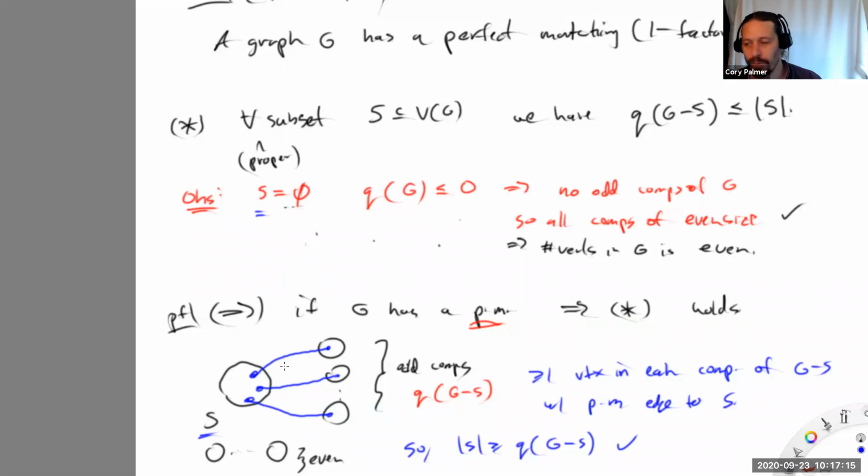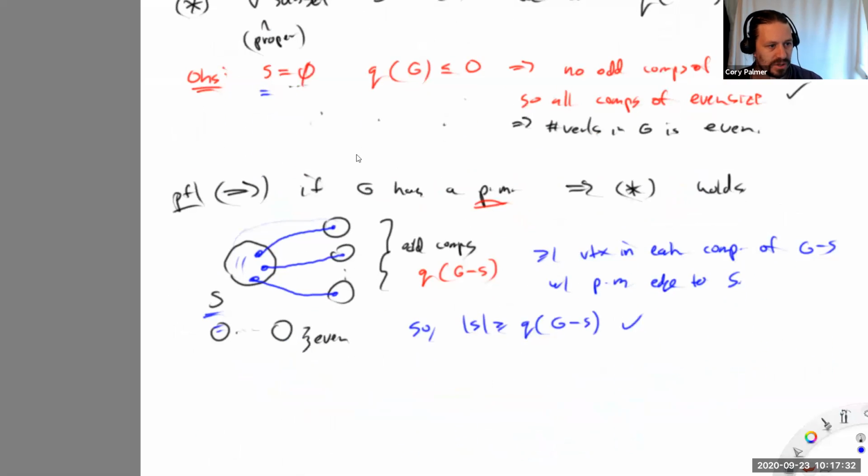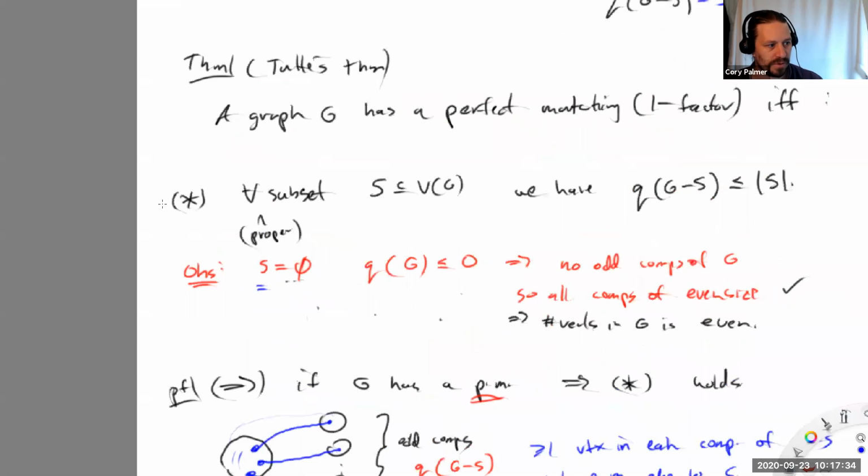The remainder of the edges of the perfect matching, I don't know where they are. They might be inside of here, they might be inside of here. There could be other blue edges going across, things like that, but I don't care. I'm just looking at these three in this specific picture that guarantee that S has size at least 3. All right, so that means it's necessary. This condition is definitely going to hold if you have a perfect matching.